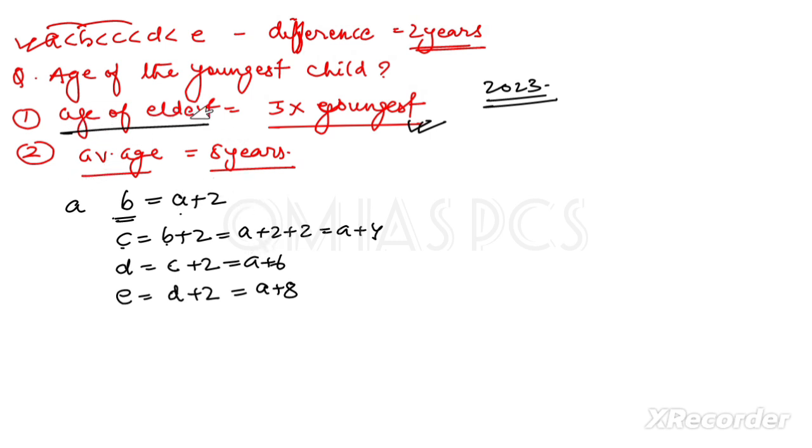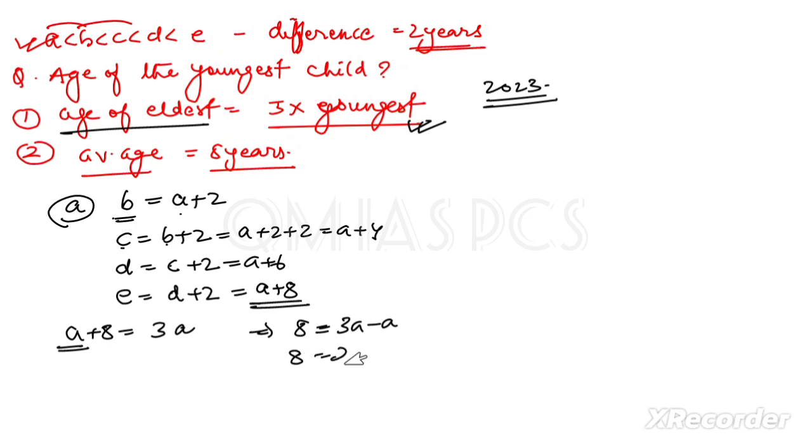Okay, now the age of the eldest, this one is eldest and this one is youngest. So A plus 8 is equal to 3 times the youngest, that means 3 times A. So you can take this A to the right side, so it will be 8 is equal to 3A minus A, so 8 is equal to 2A, that means A is equal to 4. 8 by 2, that is 4. So the age of the youngest child, that means A, is 4 years.